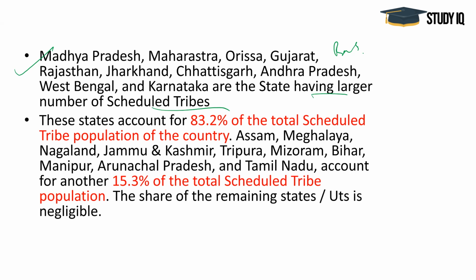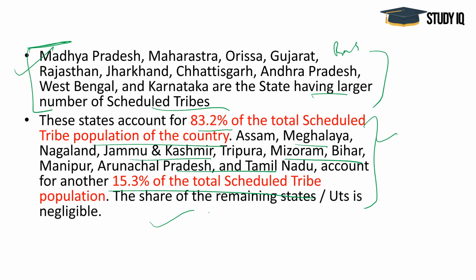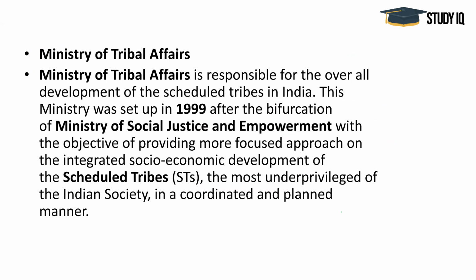Then these states also account for 83% of the total scheduled tribe population of the country. Then Assam, Meghalaya and Jammu Kashmir, these states which I've mentioned here, account for 15.3% of the total scheduled tribe population. And the remaining states and union territories that are not mentioned here have a negligible amount of scheduled tribe population living there.